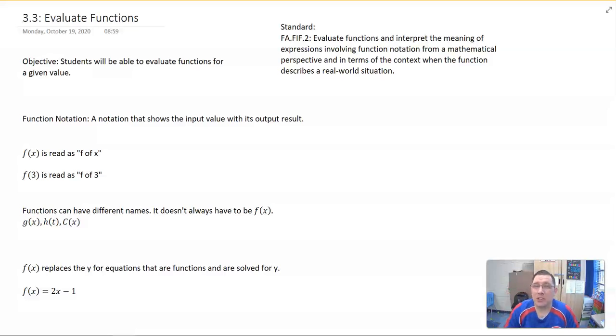Hey there, y'all. Today we're going to look at 3.3 on evaluating functions. The objective of this lesson is that students will be able to evaluate functions for a given value. Our standard here, FIF2, is to evaluate functions and interpret the meaning of expressions involving function notation from a mathematical perspective and in terms of the context when the function describes a real-world situation.